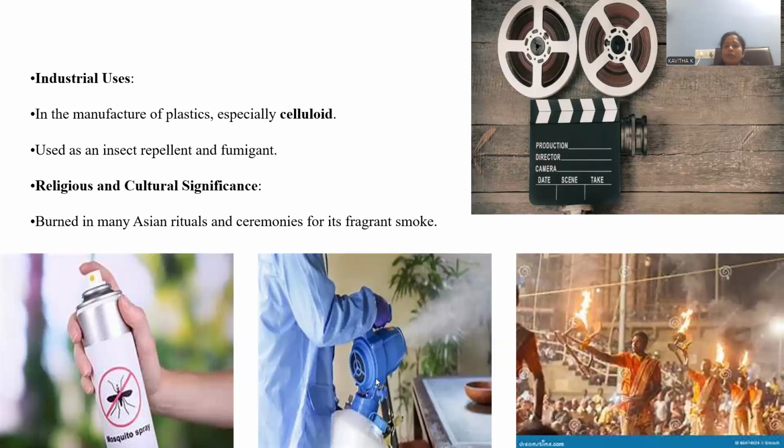Camphor can be powdered and evaporated. Those vapors, those fumes, can be sprayed on plants or crop plants so that we can remove the pests which are causing diseases and reducing the crop yield in the croplands.